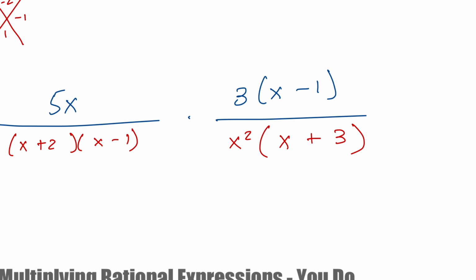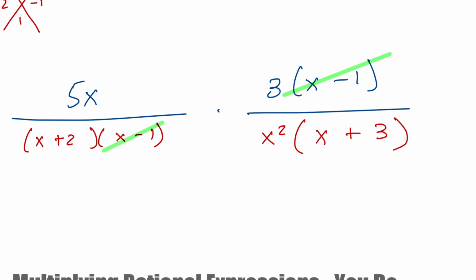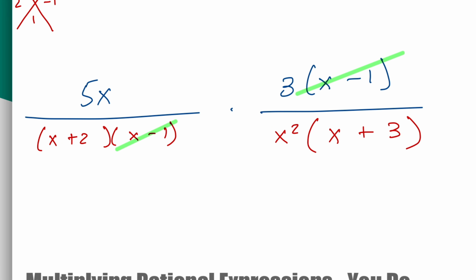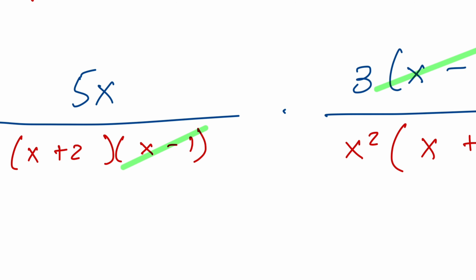All right, so I'm looking and I see I have an x minus 1 and an x minus 1. So those can be taken out, okay? Now I do have an x on the top left and I have an x squared on the bottom. So that, how do I say this? This one's a little harder to see, but if you think about it, only one of these x's on the bottom can be taken away from this one, right?